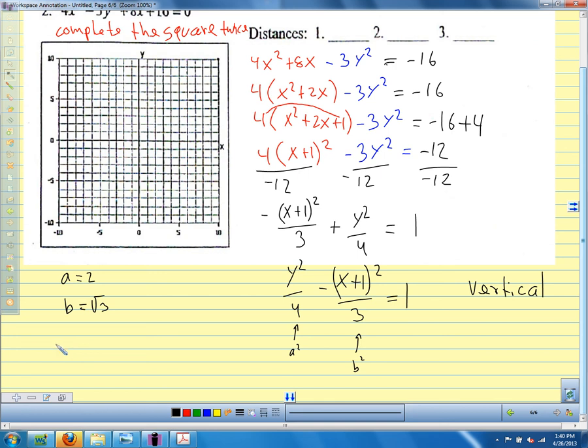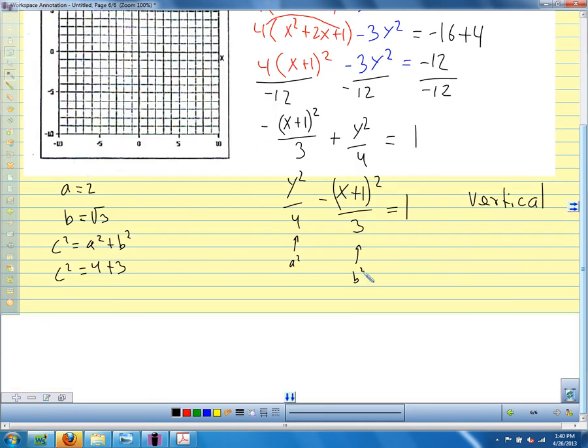And C squared equals A squared plus B squared. So C squared equals 4 plus 3, or 7. B is square root of 3, so B squared is 3. So C squared equals 7, and C equals the square root of 7.